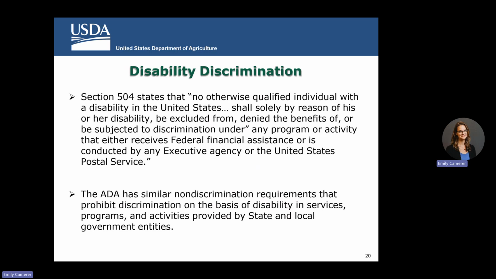Section 504 states that no qualified individuals with a disability in the United States shall be excluded from, denied benefits of, or subjected to discrimination in any program or activity that receives federal financial assistance, or is conducted by any executive agency or the United States Postal Service due to their disability. Similarly, the Americans with Disabilities Act establishes non-discrimination requirements that prohibit discrimination based on disability in services, programs, and activities provided by state and local government entities.